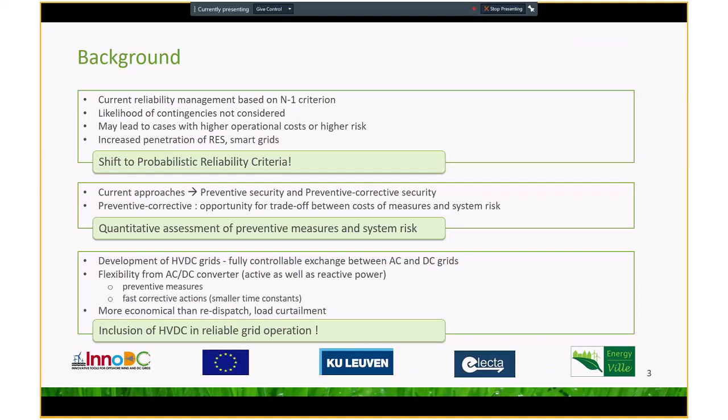As the time constants of the AC-DC converter are much smaller as compared to the traditional equipment in power systems, they could be used for fast corrective actions as well. Moreover, these actions are more economical than doing a generator redispatch or load curtailment. Thus, it is necessary to include and assess the impact of HVDC in the framework of reliable grid operation.